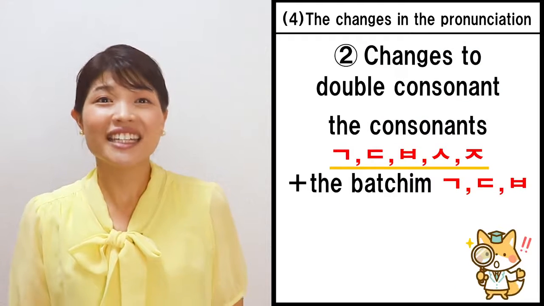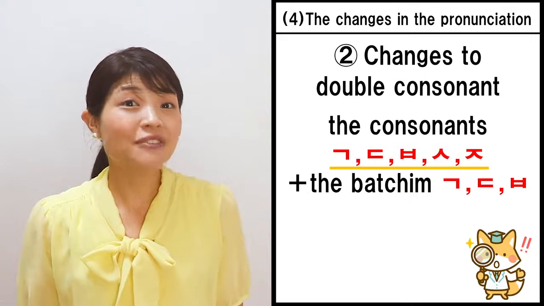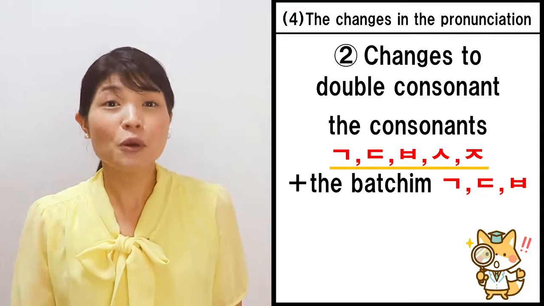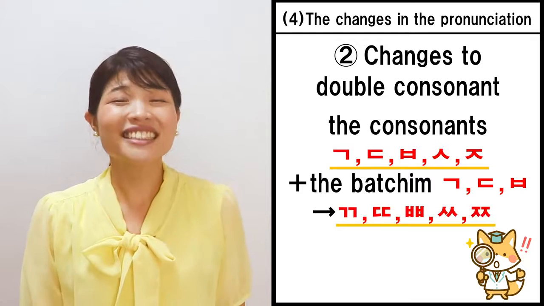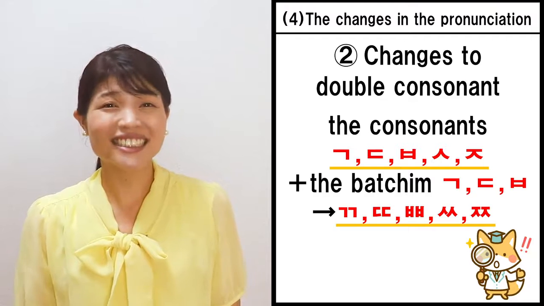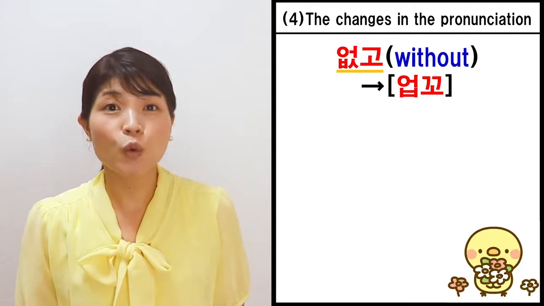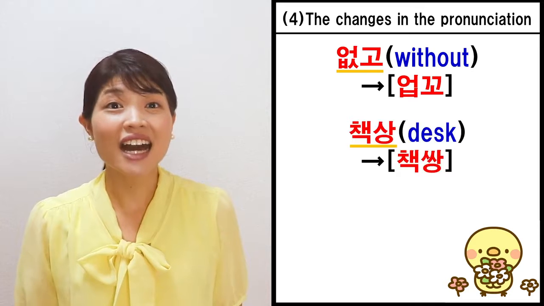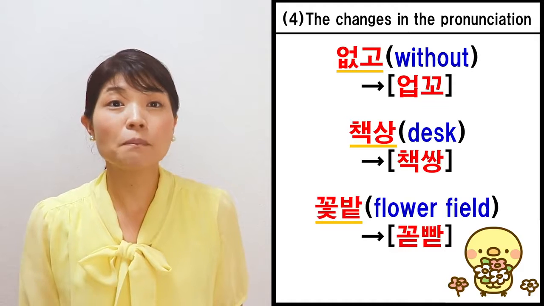When the consonants 기읒, 디귿, 비읍, 시옷, 지읒 come after the 받침 that are pronounced 기읒, 디귿, 피읍, their pronunciation will become double consonants like 쌍기읒, 쌍디귿, 쌍비읍, 쌍시옷, 쌍지읒. For example, 없고, without. 책상, desk. 꽃밭, flower field.